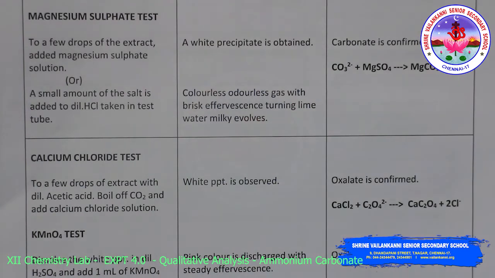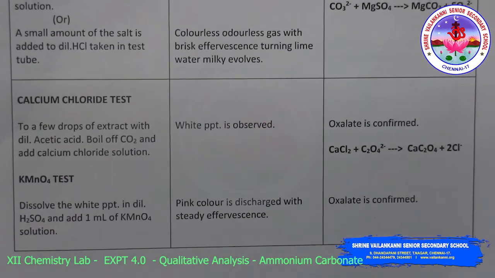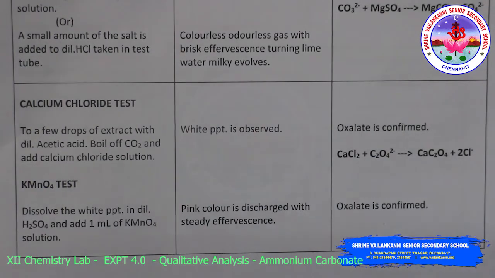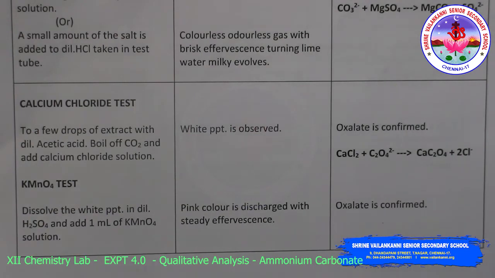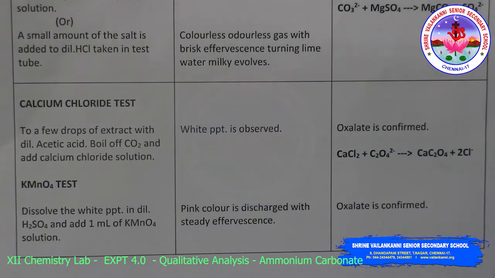So it also indicates carbonate. Then the calcium chloride test. Take a few drops of extract with dilute acetic acid, boil off the carbon dioxide gas and add calcium chloride solution. A white precipitate is observed, which indicates oxalate is confirmed. Then the potassium permanganate test. Dissolve the white precipitate in dilute sulfuric acid and add 1 ml of potassium permanganate solution. The pink color is discharged with steady effervescence, which indicates oxalate is confirmed.